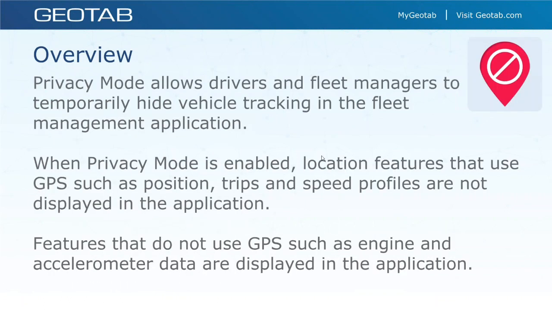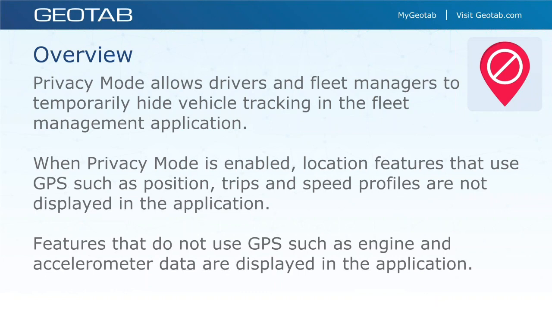So, overview. What is privacy mode? Privacy mode is a feature that allows drivers and fleet managers to temporarily hide vehicle tracking in the fleet management application. When privacy mode is enabled, location features that use GPS, such as position, trips, and speed profiles, are not displayed in the application. However, features that do not use GPS, like engine and accelerometer data, are displayed in the application. So what we're really doing is just hiding information related to position, trips, and speed.